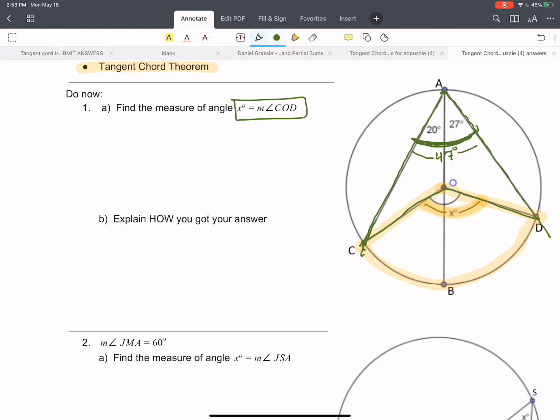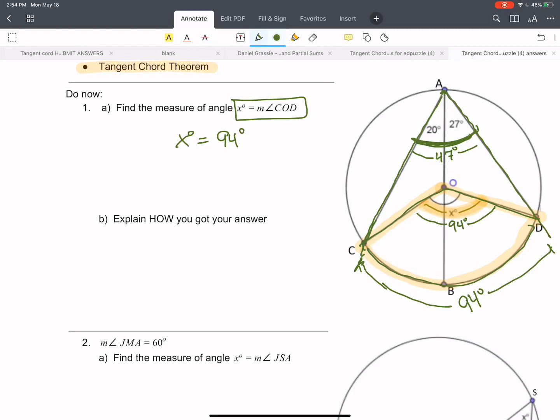That's 47 degrees. And if that's 47 degrees, because it's inscribed to this giant arc BD, then this big arc must be, I'm going to mark it, double that 47. So that must be, you said it, 94 degrees. And if this whole arc is 94, then the central angle has got to be the same. So we would say that this angle is 94 degrees.